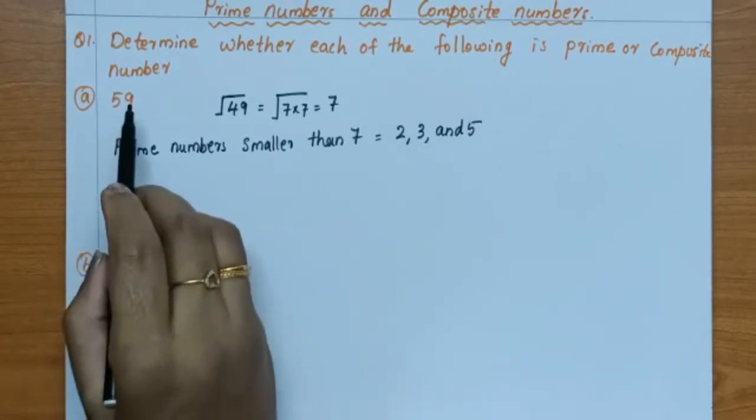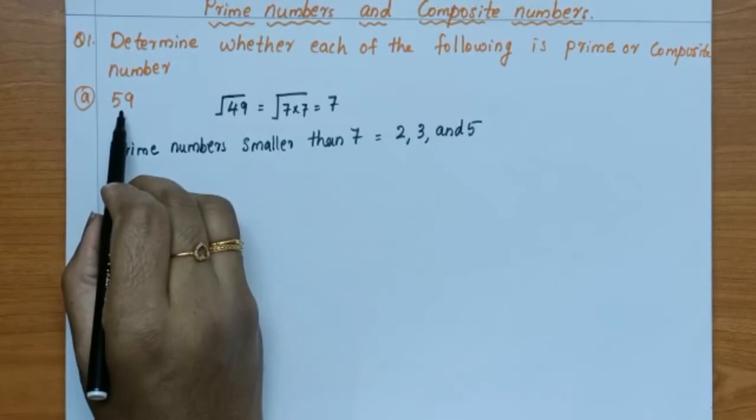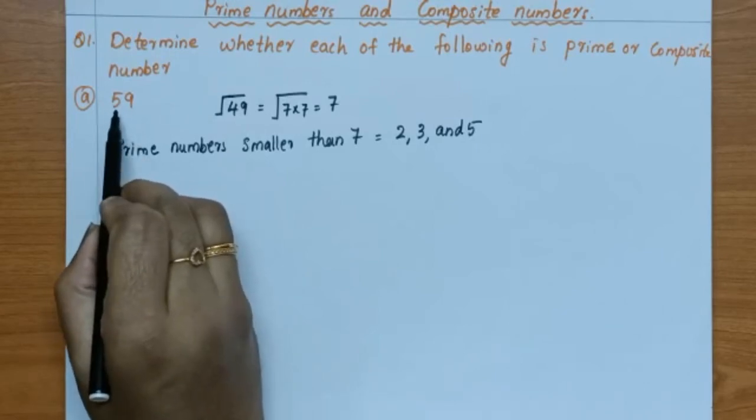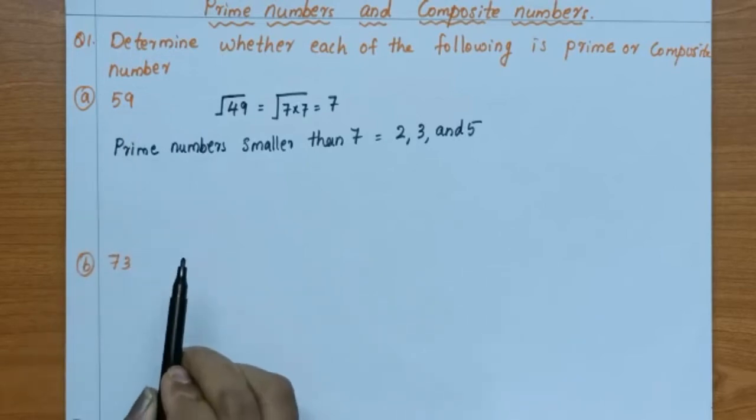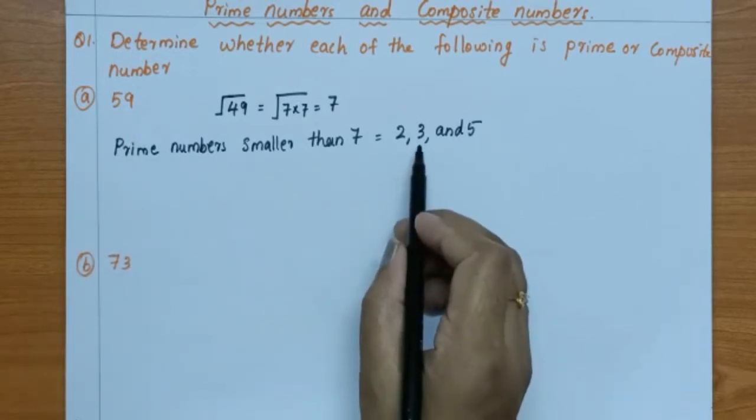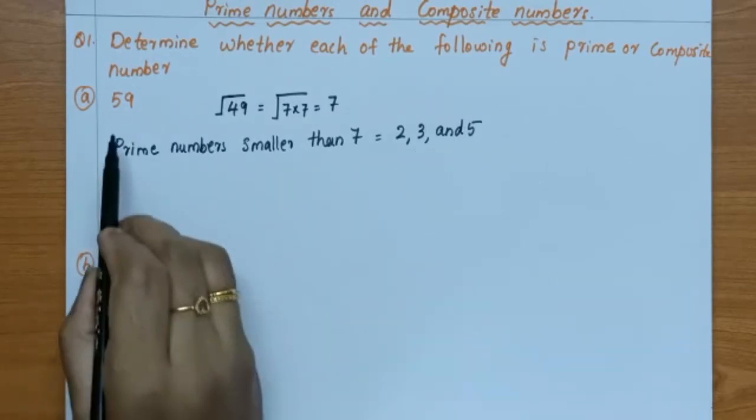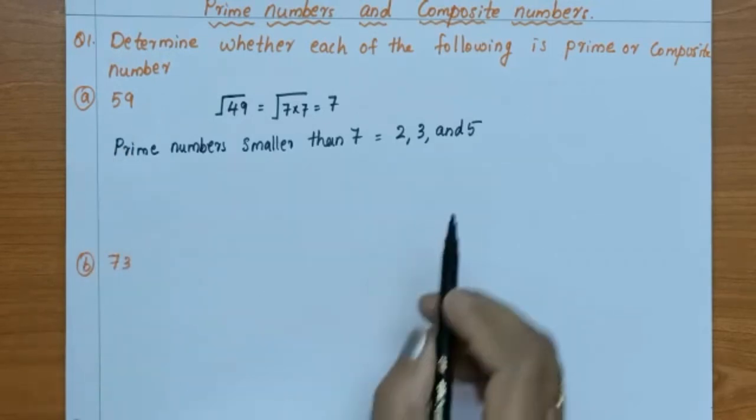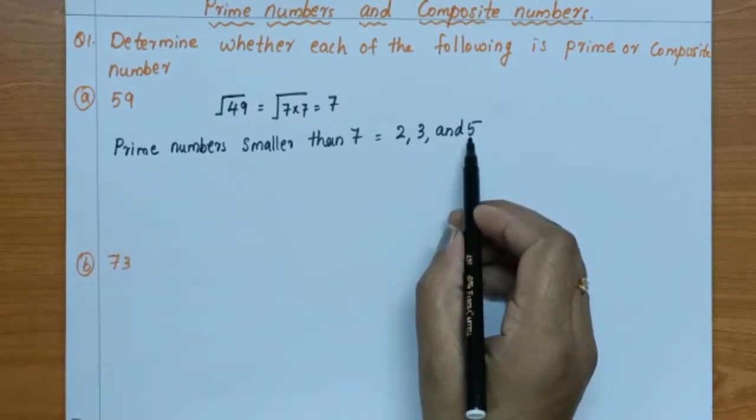For checking the divisibility of 3, we can add the digits. So 5 plus 9 is 14. 14 is not in table 3. That means 59 is not divisible by 3. Then we have to check whether 59 is divisible by 5 or not.